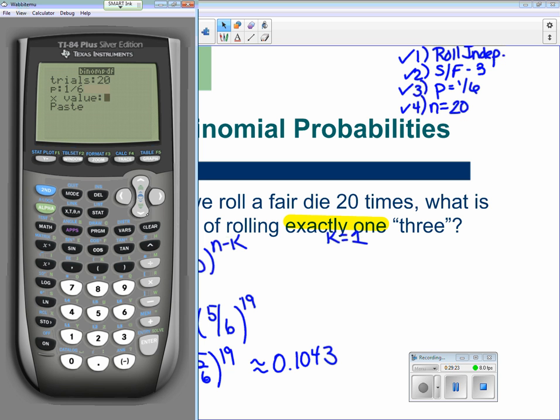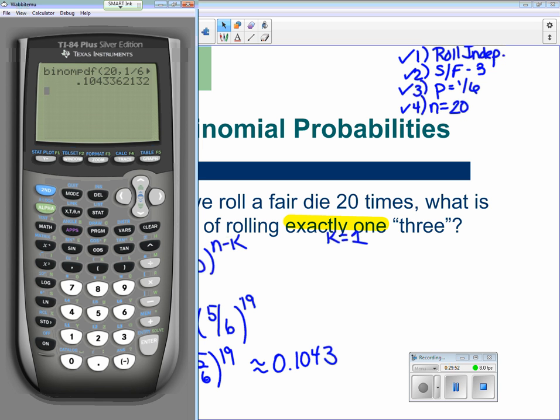We're using PDF because of the word exactly. The word exactly tells us to use PDF, okay? The x value was 1. We'll click paste, and it says, are you sure this is what you want? I say, you betcha. We hit enter. Lo and behold, we get the same answer. Yes. 1, because it said exactly 1.